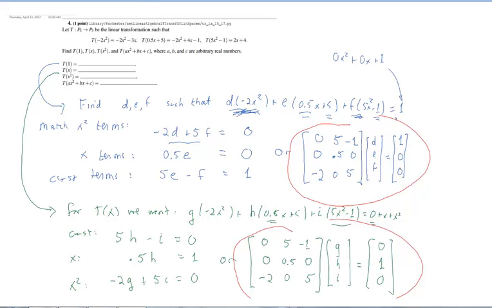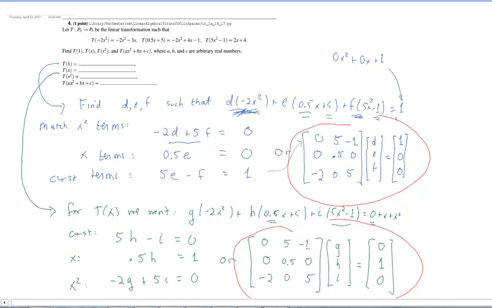Now I did a little change here in making this go to the matrix. If I set this system of equations up as a matrix, I'm actually putting this last equation first here. This second equation is the middle equation, and this last equation is the first equation. The reason I did that was I want to put the constant term first, then the x term, then the x squared term. So this system of equations to find d, e, and f can be written in matrix form.